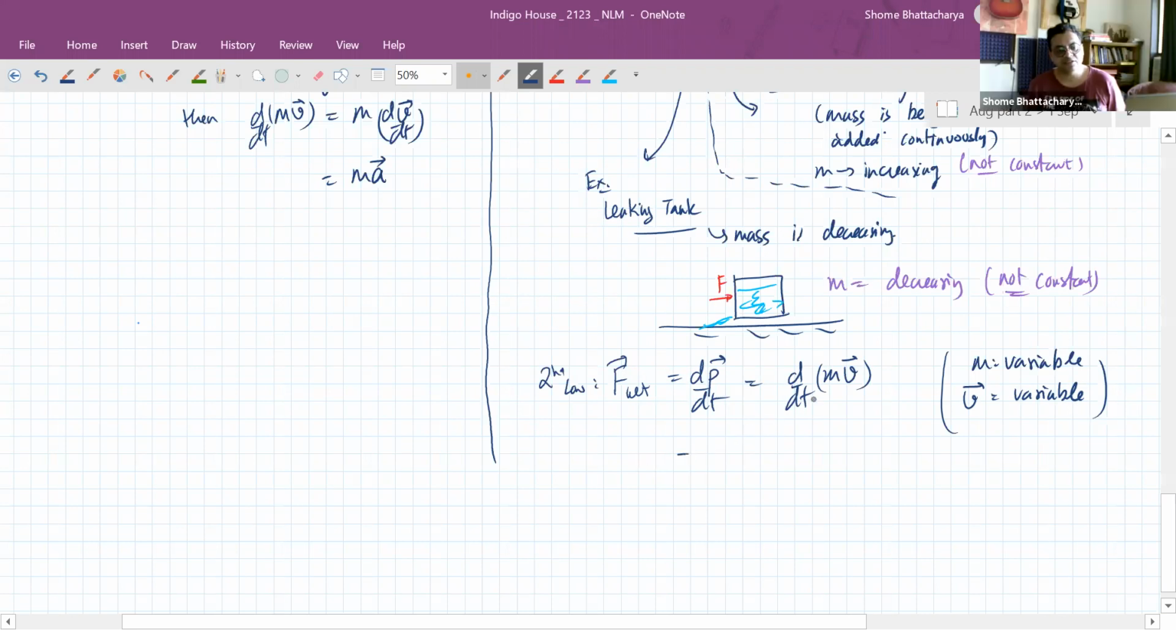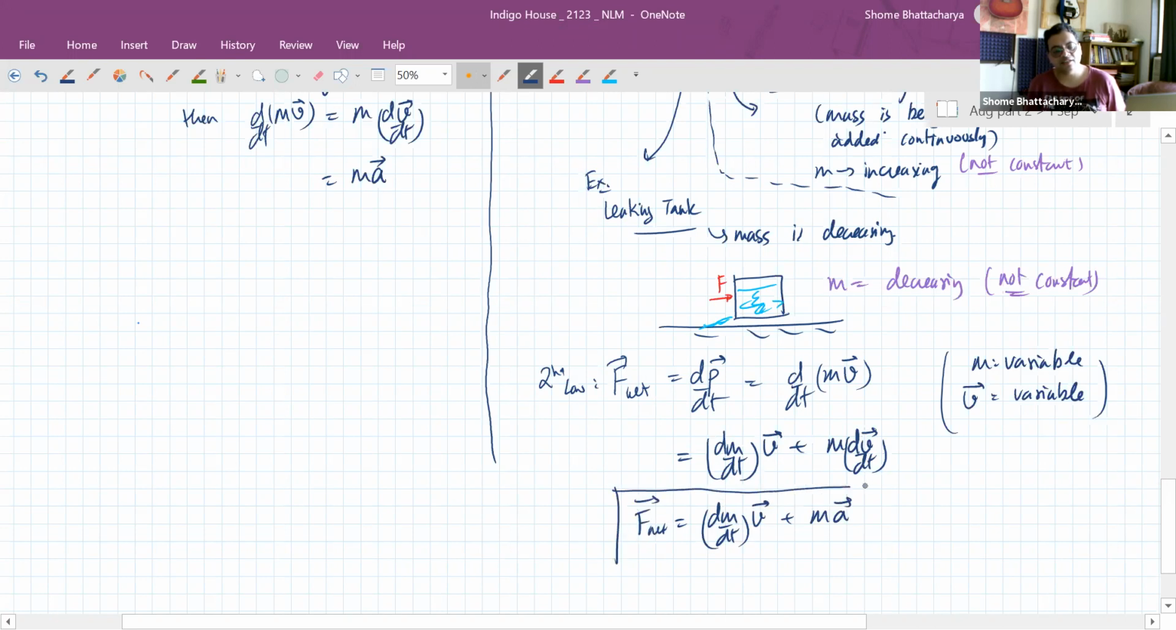So when I'm doing the differentiation here, I will use product rule. So it is dm by dt into v plus m into dv by dt. So it is the rate of change of mass into the instantaneous velocity plus instantaneous mass into acceleration at that point of time. That will be the net force.